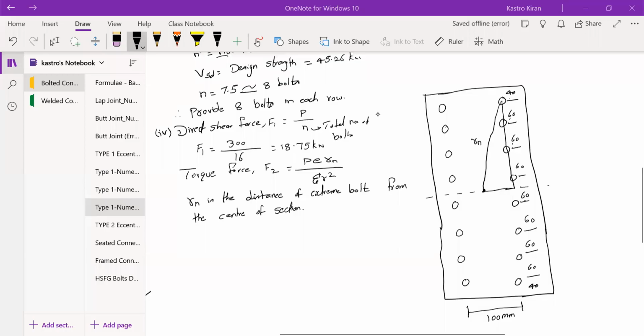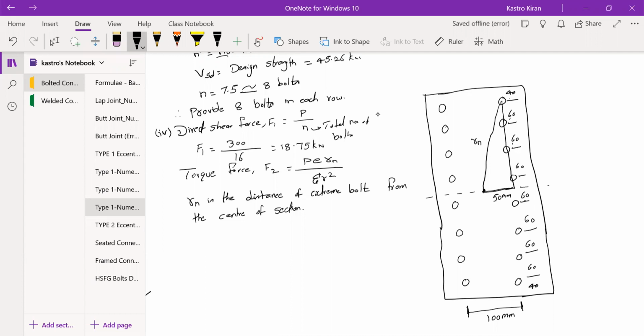So in order to find the hypotenuse distance, we need to know the vertical distance and the horizontal distance. Now let's look at the horizontal distance. This distance is 50. How am I telling? Because from center of this bolt to center of this bolt is 100 mm. So I'm just considering from center of this section to center of the second part of the bolt, which is 50 mm.